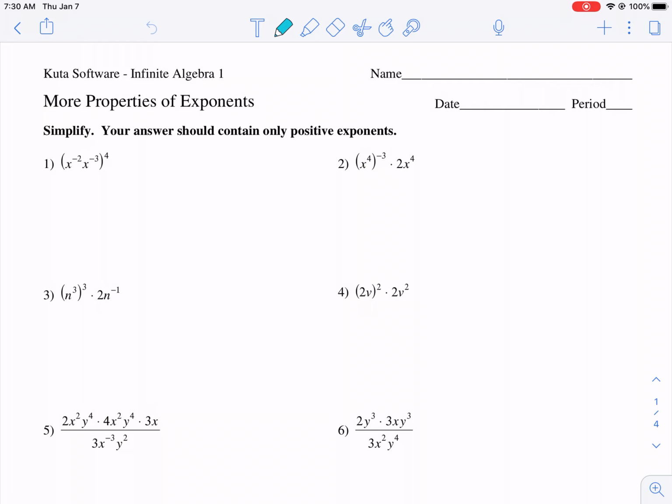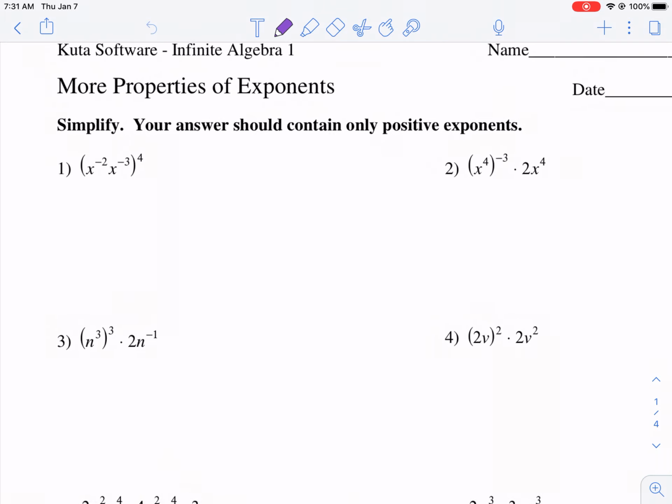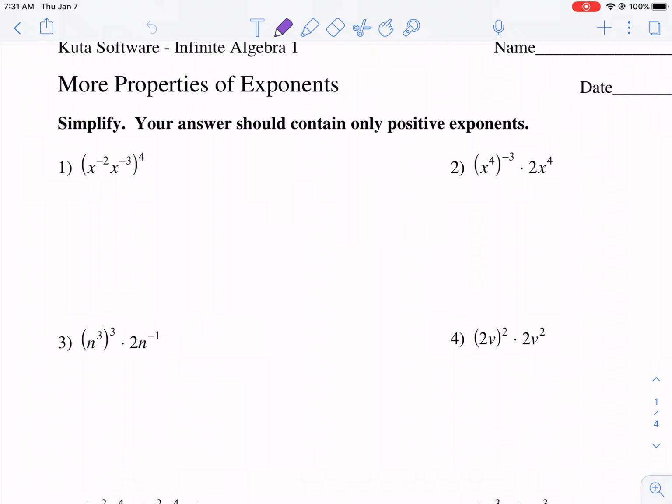Today I'm doing more properties of exponents. Before you watch this video, make sure you check out the properties of exponents video. I'm going to go through this video quickly, assuming that you understand the properties of exponents and you just need a refresher or you just need to see it done. I'm not going to really explain it, I'm just going to do it quickly for you. So check out that video and then let's begin.